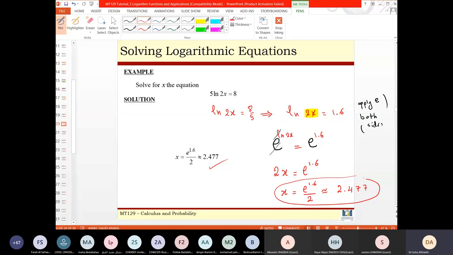When it's ln we apply the e, when it's e we apply the ln. And again, you can find in the quizzes program, you can check for logarithmic functions and exponential functions, and try to practice solving more of these.